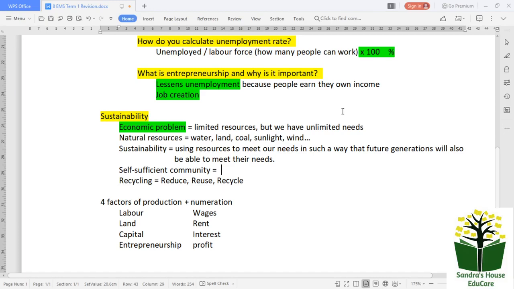We don't need to import anything. We don't need anything from anybody else. We can look after ourselves.